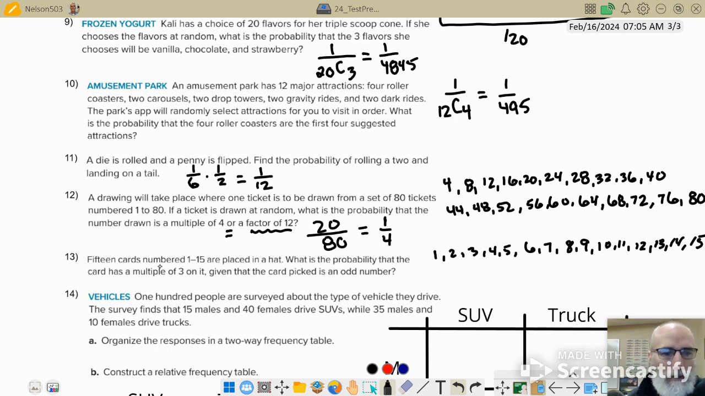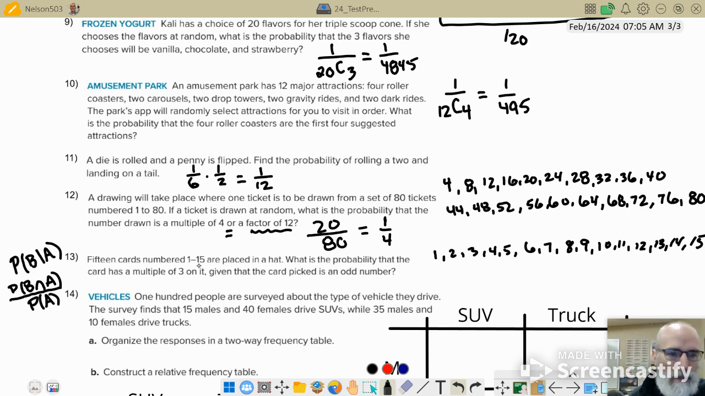15 cards, numbered 1 through 15, are placed in a hat. What's the probability the card has a multiple of 3 on it, given that the card picked is an odd number? So we said there's a formula for this, and the formula looks something like this. The probability of B given A is happening is the probability of B intersect A, so the probability of B and A happening, all over the probability of A happening.